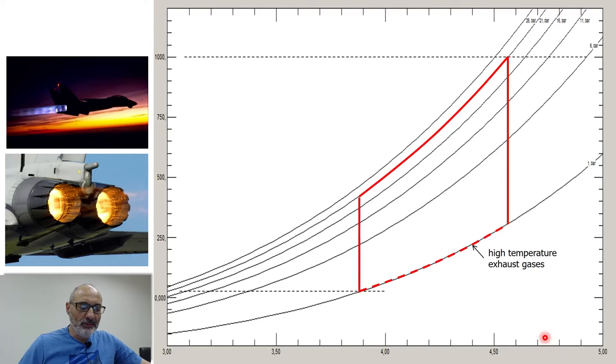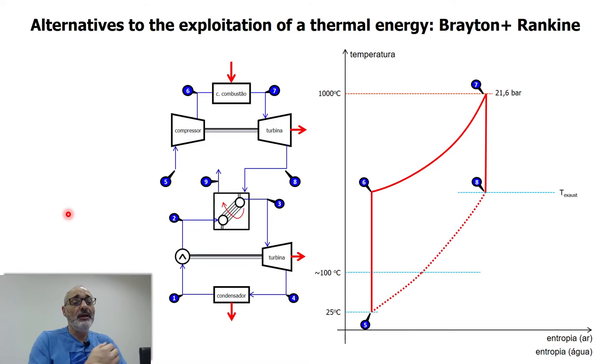Okay. So this is just to show you the actual Brayton cycle, and you see that the temperature is very, very high. You can observe that, because you don't see that in a thermal power plant, but you can observe that in jet planes. It's very hot here. The gas combustion. Okay, now what we're going to do now, we're going to analyze a combined cycle.